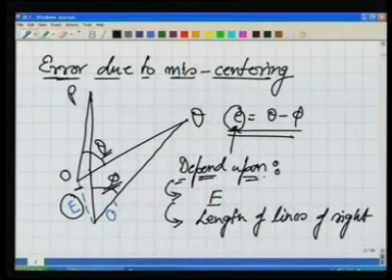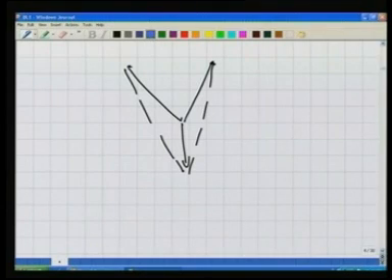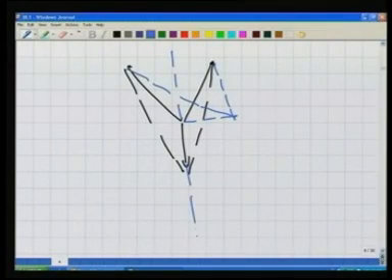Anything else on which this error due to miscentering will depend? It also depends upon the direction. The direction means the miscentering could be in this direction, or it could be by the same amount in this direction. Now it can be proved very quickly that the error in the angle due to miscentering will be more if the miscentering is in the direction of bisection of this angle. For example, in this direction, the miscentering error will be maximum than in any other case. It can be proved very quickly.